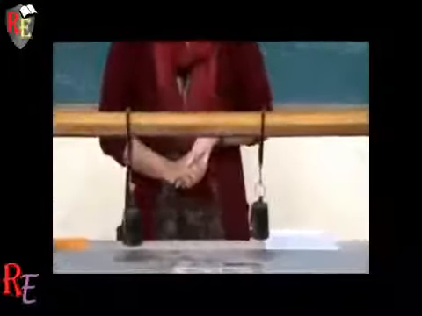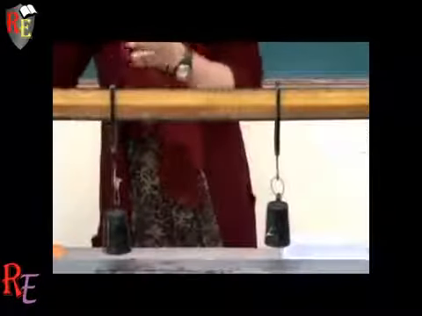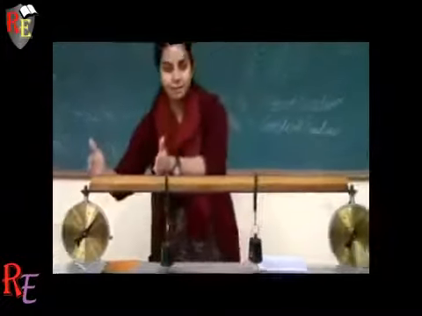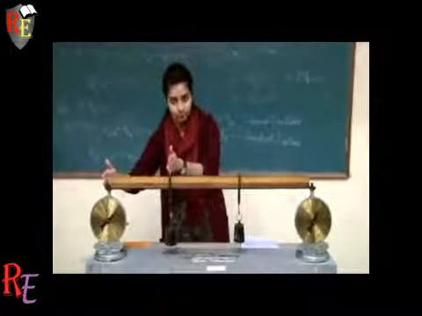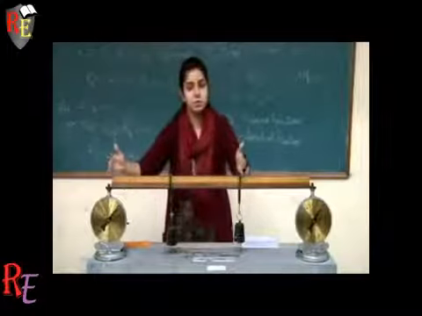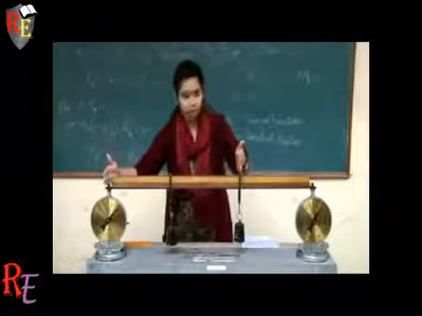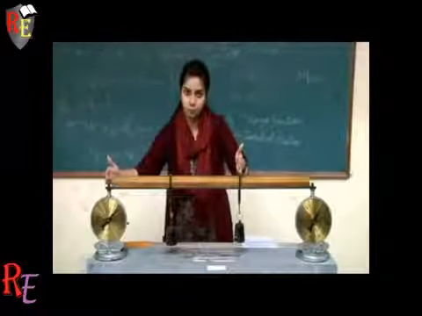These lengths, as I said before, are L1 from support reaction A, L2 from support reaction A. Make sure you don't consider this as L2 and this as L1. L1 is the distance from support reaction A of weight W1. L2 is the distance of support reaction A from weight W2.